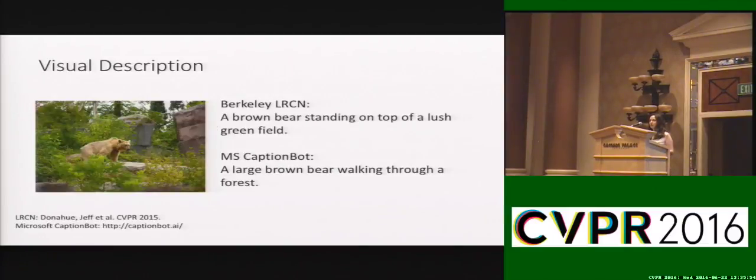So if we look at current competitive models, they can do well on images like this. For example, the Berkeley LRCN and the Microsoft Caption Bot are both able to describe this image. They're able to get the main object in the image as well as what the object is doing and where the object is. However, in order to generate these sentences, these models need to have data which consists of pairs of images and sentences for training.